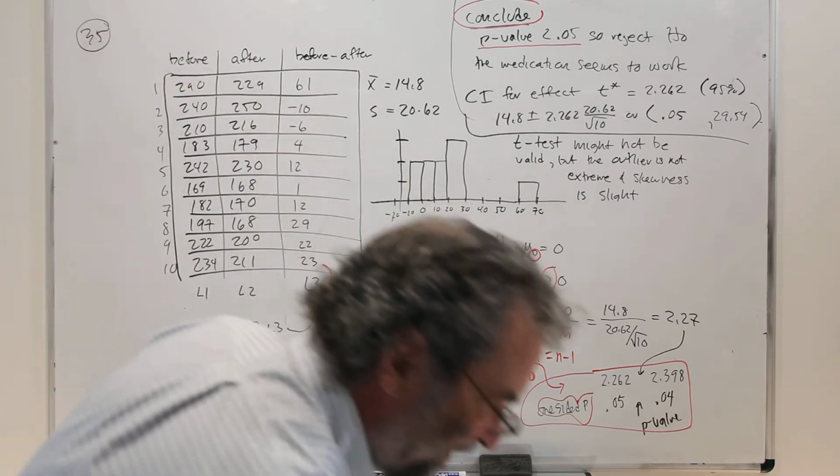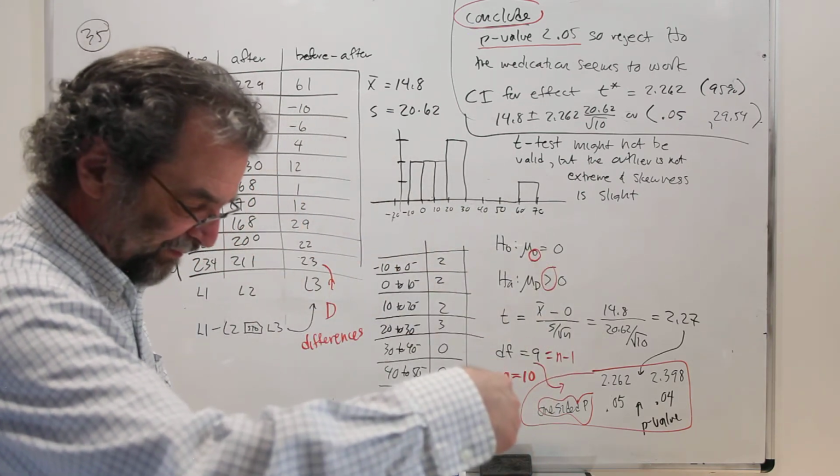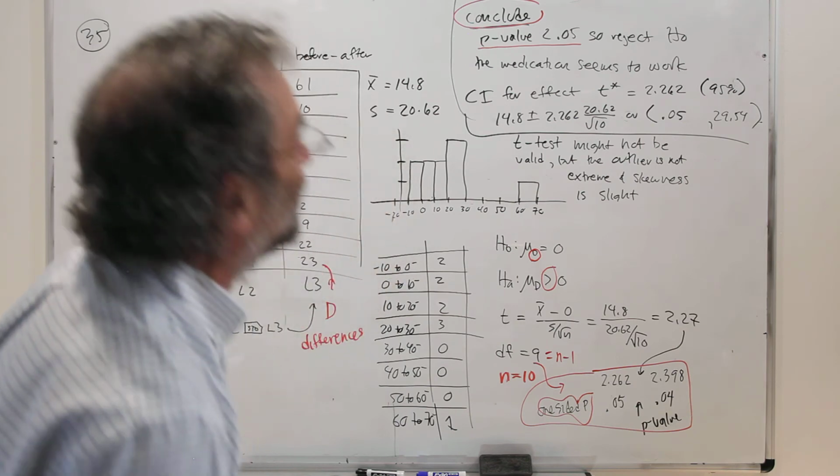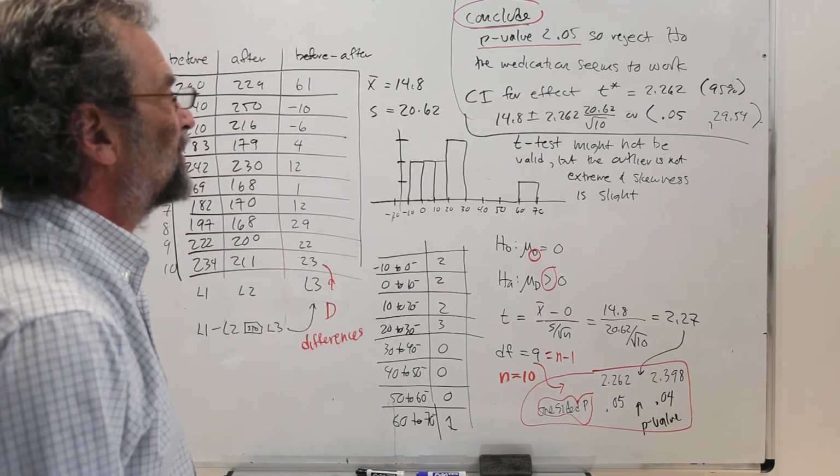Does it say use the 0.05 level? If it doesn't, I just use it anyway. It says use the 5% level. Okay. So the medication seems to work.